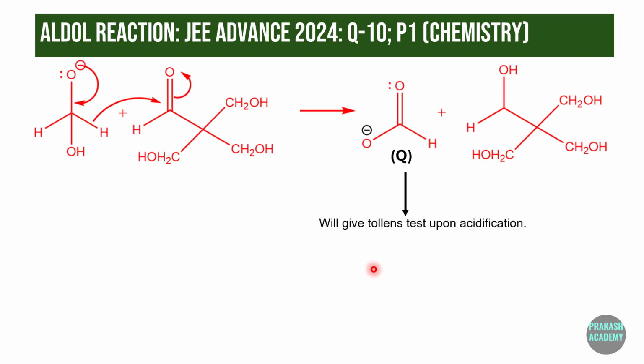Now see, this has a CHO group, and that's why this will give a positive Tollens test upon acidification. So this must be Q. And then this does not have a CHO group, so this means this will not give a positive Tollens test, so this is P. So now I know the structure of P and Q.